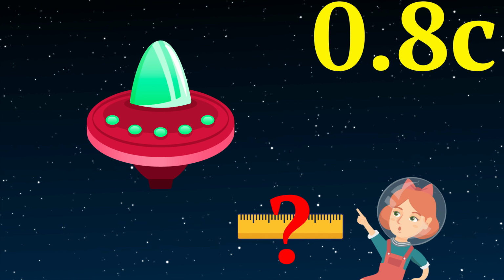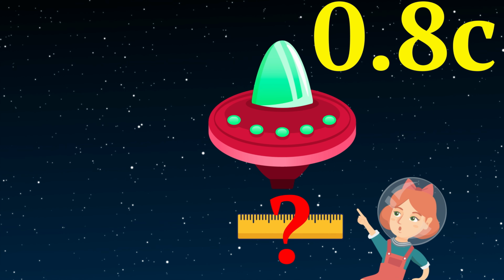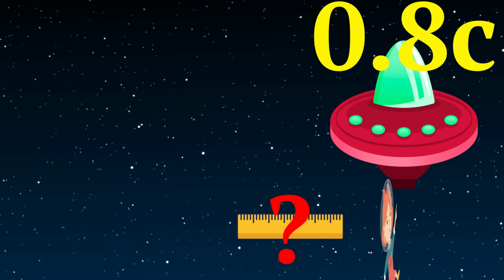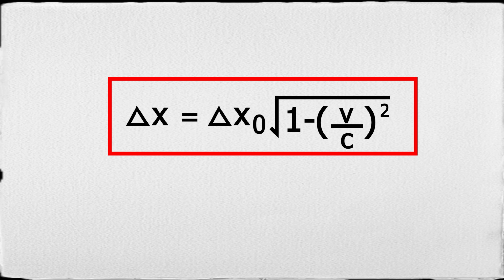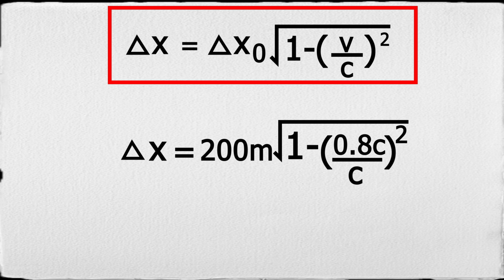to Emily. What would the length of the ship be from Emily's point of reference, who is stationary and watching Bob pass by? Using the formula we derived together, we find that the spaceship's length from Emily's perspective is 120 meters. So Emily sees Bob's spaceship passing by and observes its length at 120 meters. But still the question remains, who is right? 200 meters, or 120 meters?